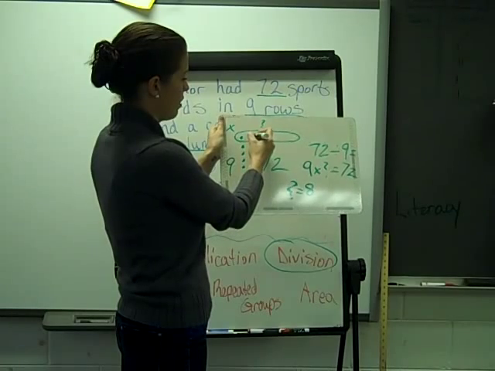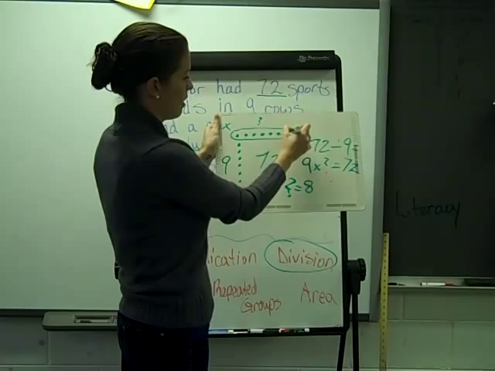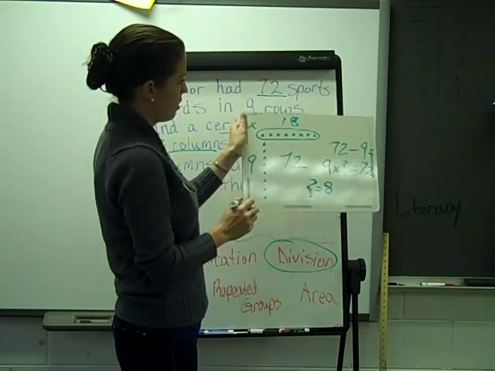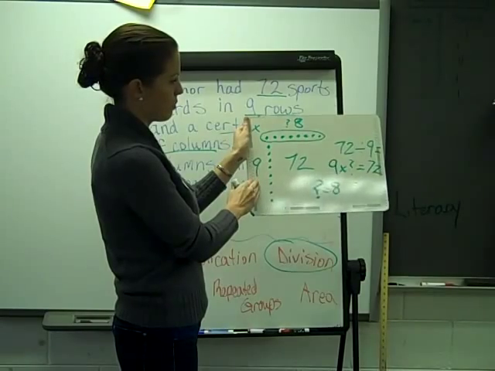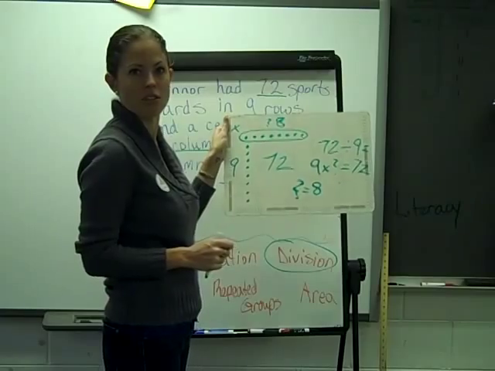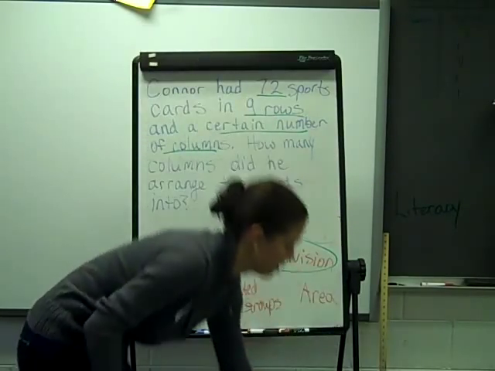There would be 1, 2, 3, 4, 5, 6, 7, 8 columns if Connor had set it up in 9 rows. 9 rows, 8 columns, total of 72 cards. And that is a division array problem.